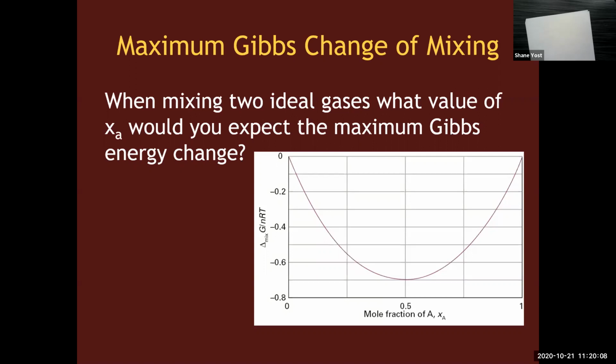Mathematically, you could solve for that by using the fact that the mole fraction of B is just 1 minus the mole fraction of A, and then take the derivative of the entire thing with respect to the mole fraction of A and solve if you wanted to. And then you'd find that the mole fraction of A is 0.5.